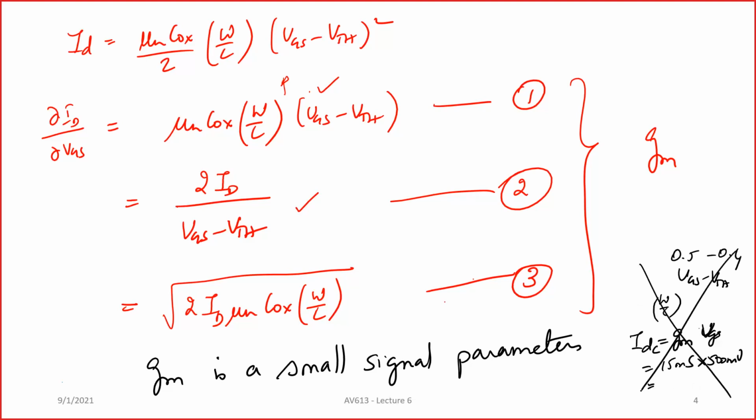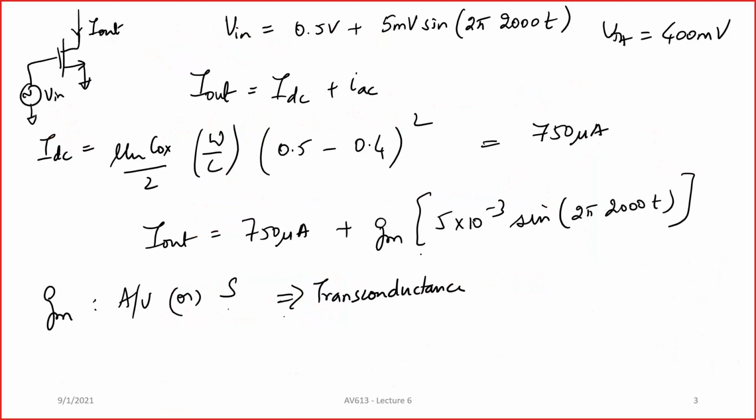I have seen students write like this. Please be very clear in your mind. That's why I took this example also. There is a DC part and there is an AC part, like how I wrote this I out expression also. The DC current is 750 microamperes, and on top of that you have a time varying AC signal. And this GM applies only for the small signal. Please don't make that mistake.